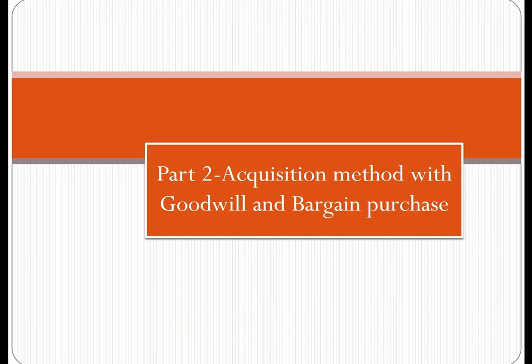This is part 2 of using the acquisition method when a parent buys 100% of another company's stock, and we're going to look at goodwill and bargain purchases.